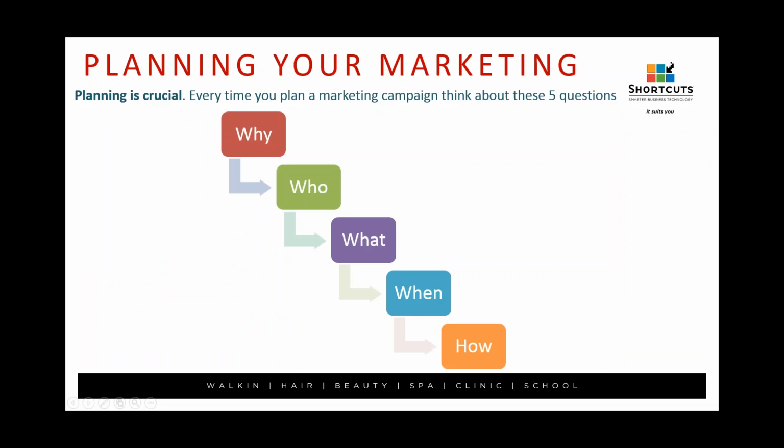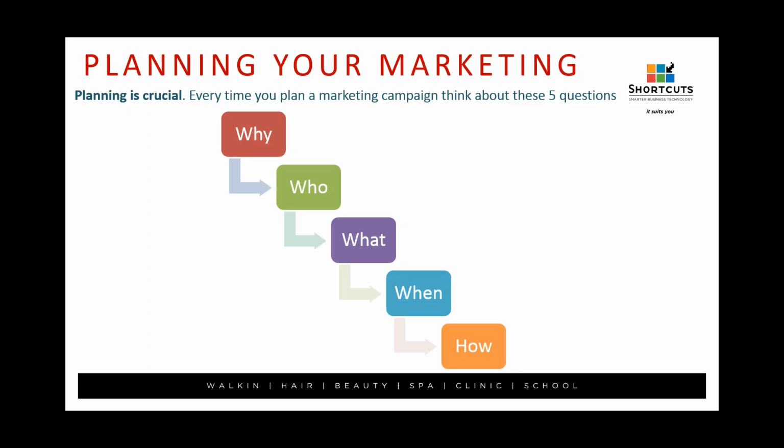So why? Understanding the desired outcome. Are you trying to boost sales? Are you promoting a specific staff member? Something like that. Who? Understand who you're targeting with this campaign. What? Creating content and offers that are attractive to these targeted guests. Once you choose who, then the what should be a little easier.